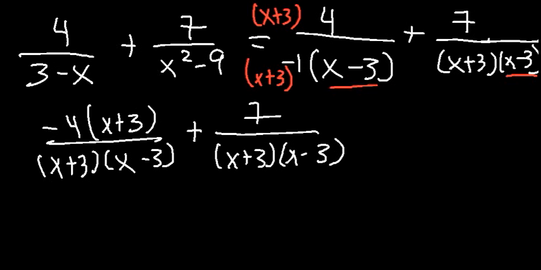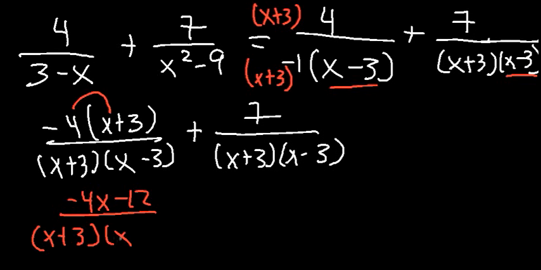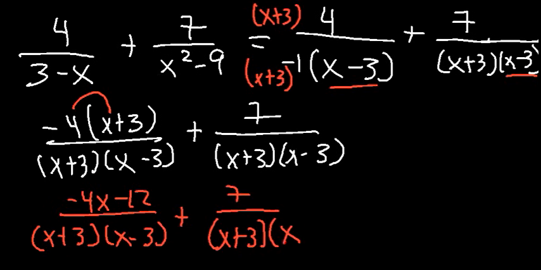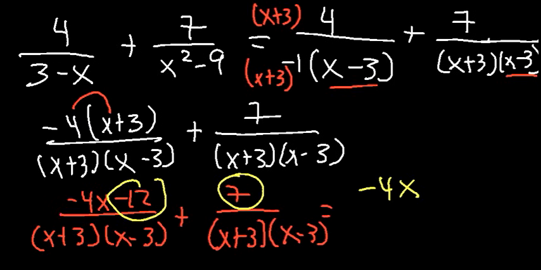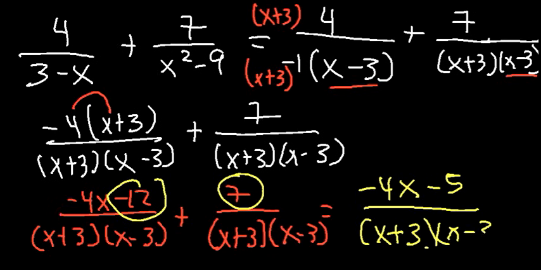So let's distribute negative 4 times x. That's negative 4x. Negative 4 times 3 is negative 12, divided by the common denominator. So now we're going to combine these two fractions into a single fraction. All we can combine is the negative 12 and the 7. So it's going to be negative 4x, and negative 12 plus 7 is negative 5, divided by the common denominator. And that's the answer for this problem.